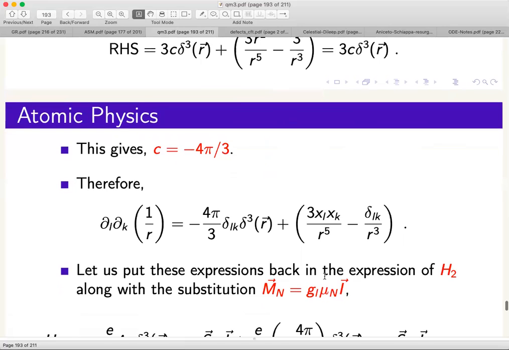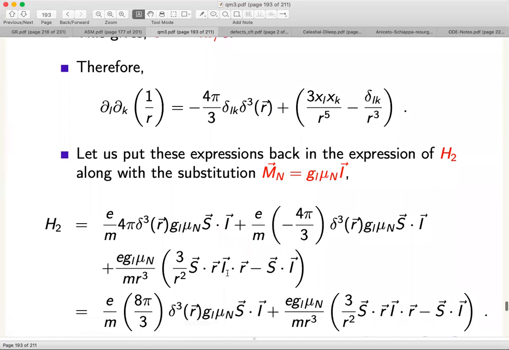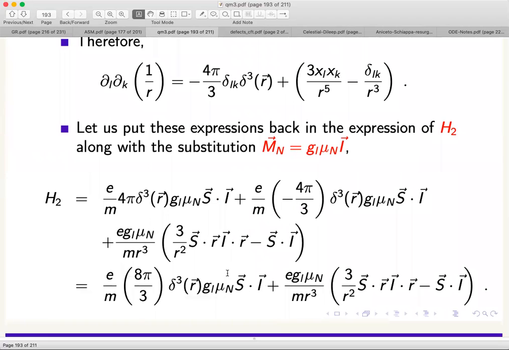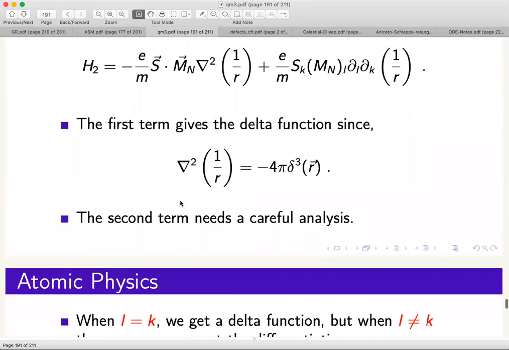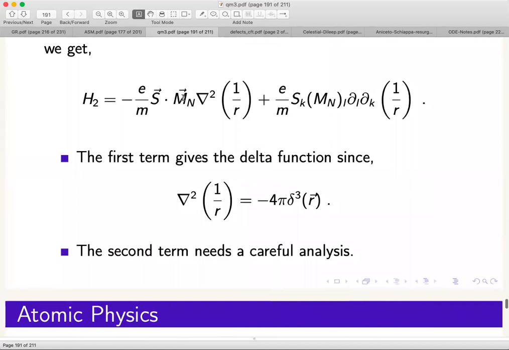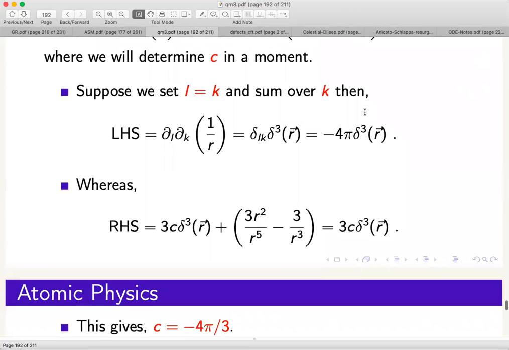Fine. So again, we'll put this back into the H2 expression, use the fact that Mn is GL times mu n times I, and we get terms like this. So you have multiple terms sitting around here. One term is proportional to the delta function, which was the initial one, which is this term. So you take this term and write it down as a delta function. There's a delta function contribution coming from here also. So therefore, we'll have two terms involving the delta function.